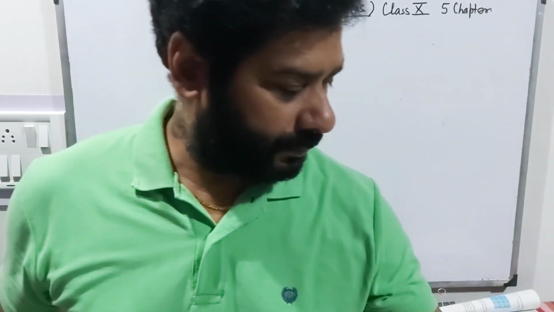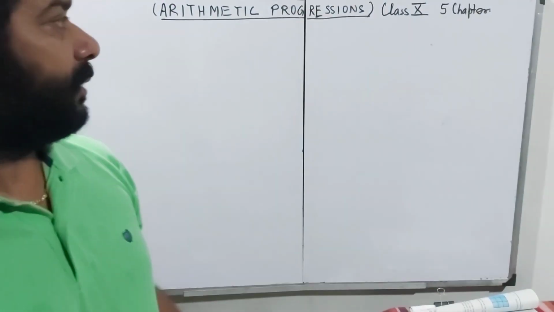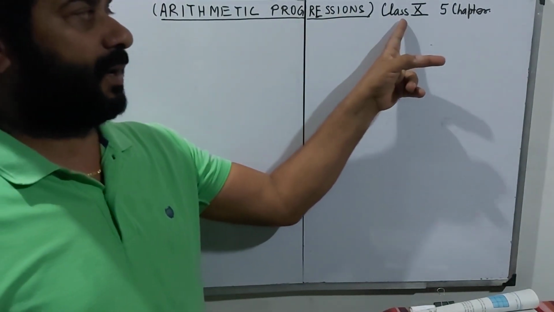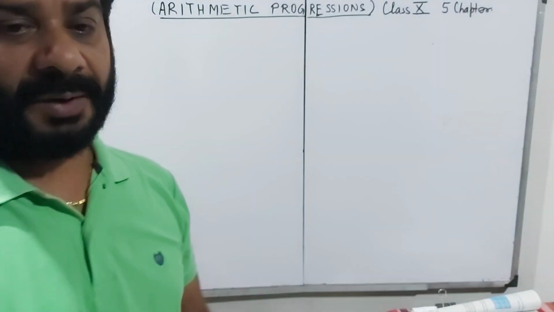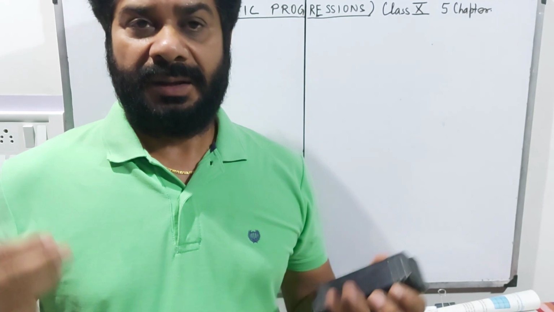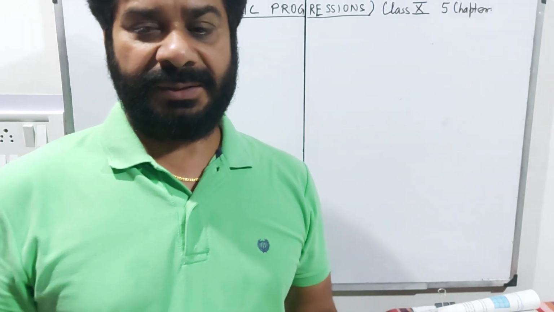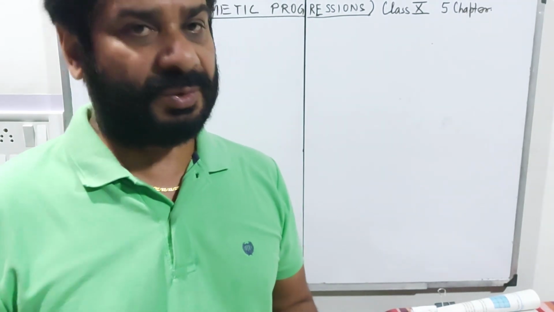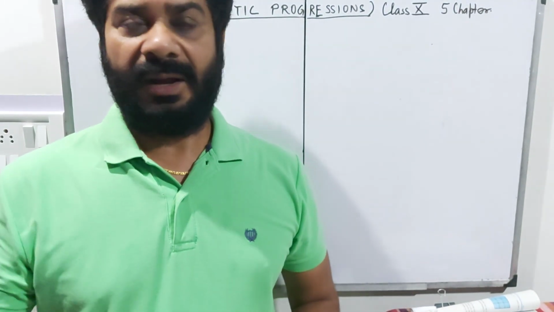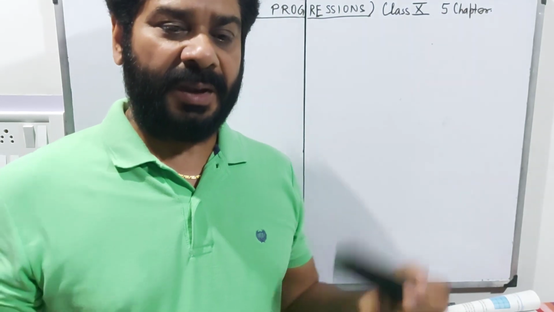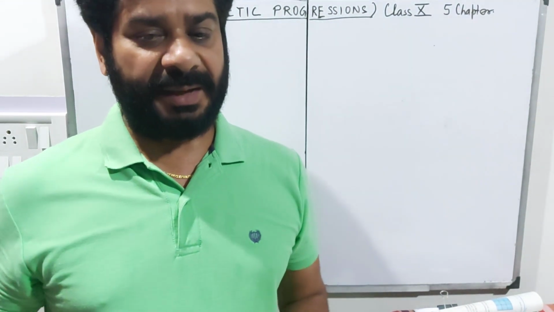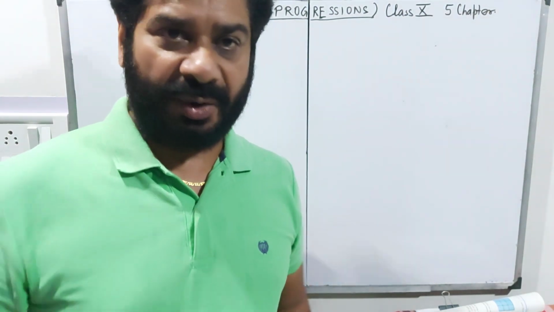Today I am going to discuss a new chapter, Arithmetic Progression, class 10, chapter number 5. You must have observed that in nature many things follow a certain rule, such as the petals of a sunflower, the holes of a honeycomb, the grains on a maize cob, and the spiral of a pineapple and of a pine cone.